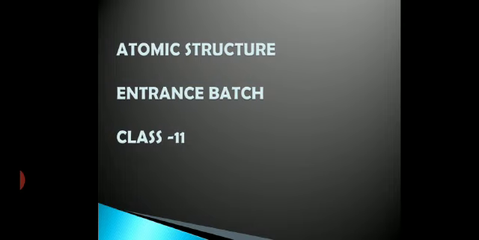Now this mass was termed the rest mass of the electron. What is rest mass? It means the mass of the electron when moving with low speed. The mass of the electron when moving with low speed is known as the rest mass of the electron, which is 9.11 into 10 to the power minus 31 kg.